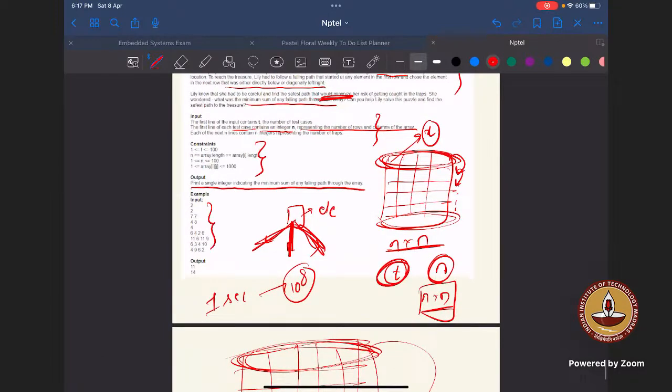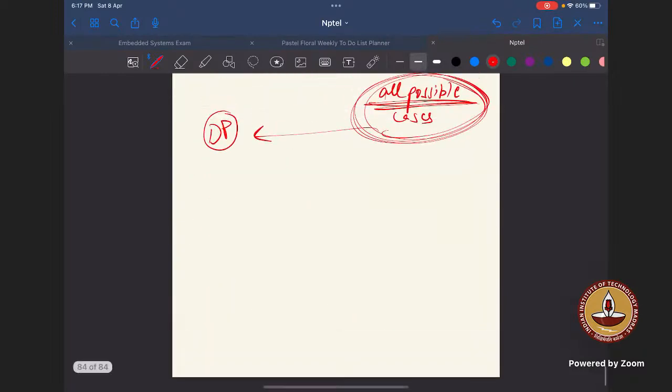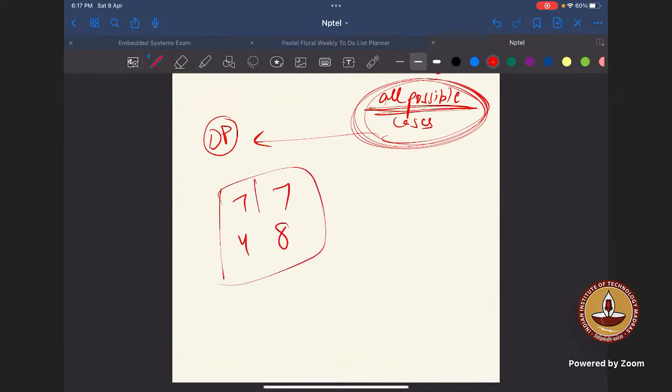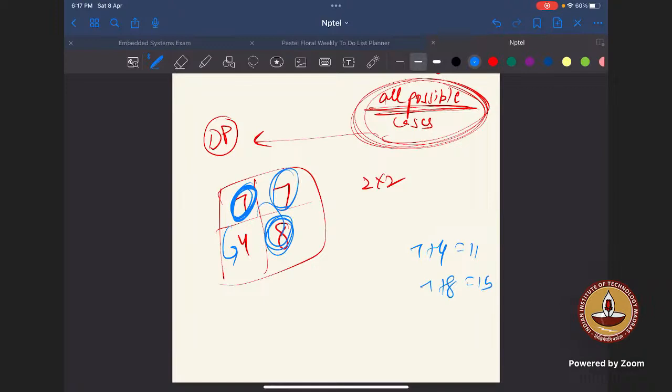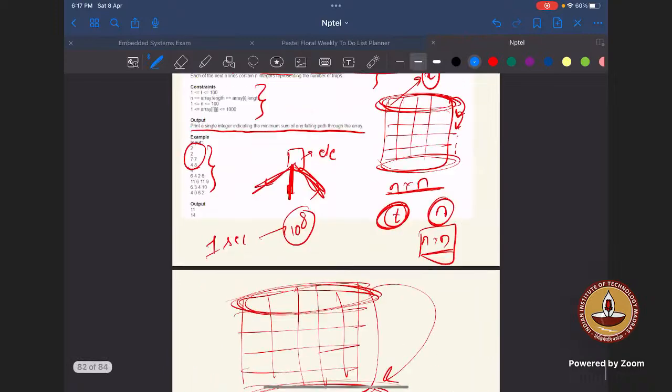So yeah, let's see the test cases. The first test case is this. So this is the array 7 7 4 8. So this is a 2 cross 2 array. If I start from here, let's say if I start from here and go here, this will be 7 plus 4, which will be 11. Another possible is from 7 to 8. This is 7 plus 8 is equal to 15. Or possibilities from 7 to 4. This is again 11. And from this 7 to this 8, this is again 15. So the minimum of all these is 11. So 11 should be our answer. Yes, it is our answer.